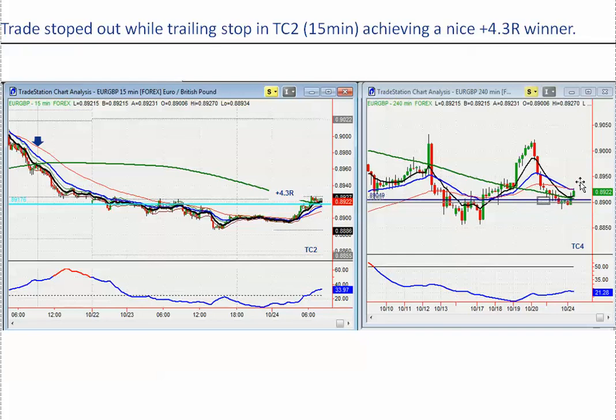While I was stopped out with this pullback, I was stopped out here. We can see the line represents my stop. So I was stopped out here with this overall pullback to the 21 moving average, with a nice 4.3R winner. I hope that was of interest to you.